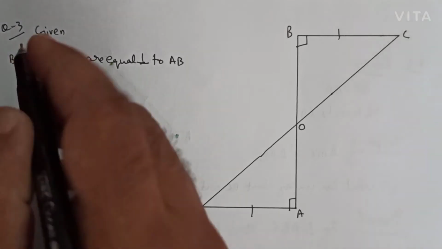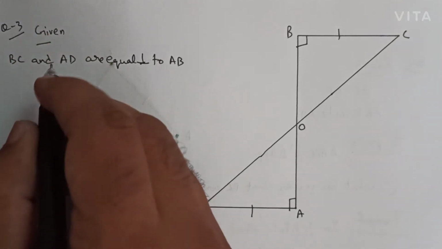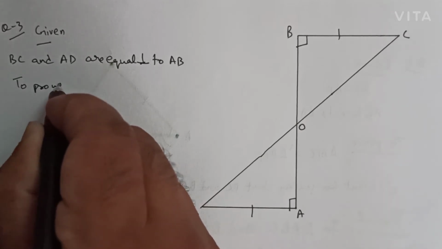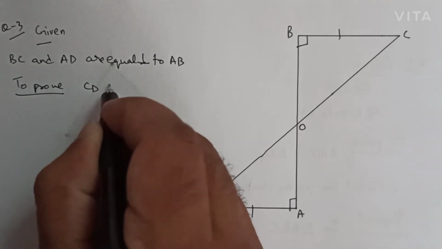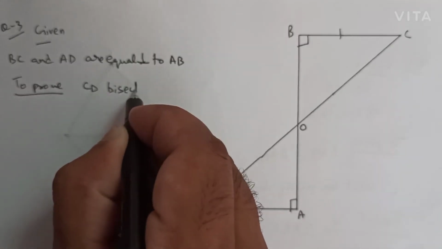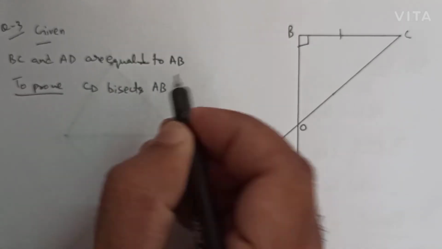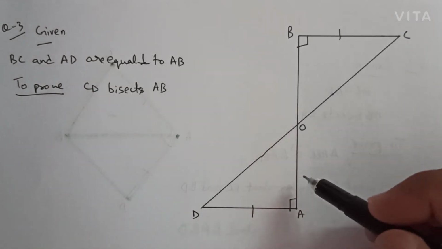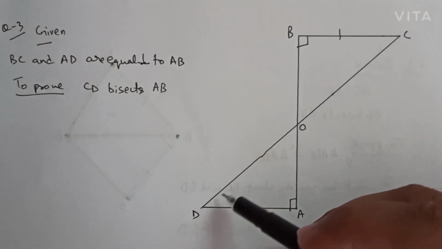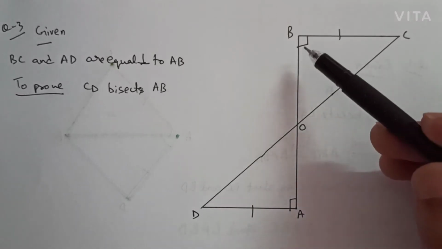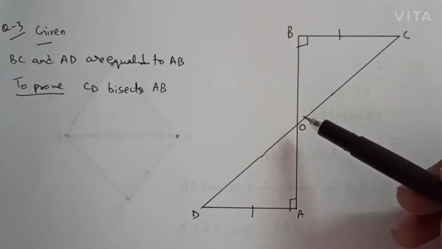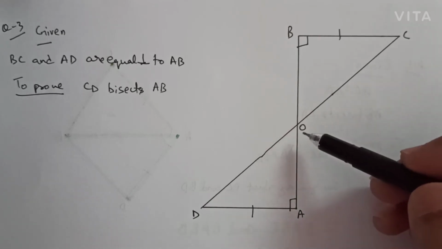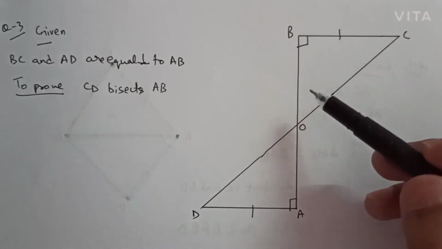So that now what we have to prove? We have to prove that CD bisects AB. CD bisects AB means what? This CD is bisecting AB, means we have to prove that the line segment CD is dividing AB into two equal parts. That means we have to prove that AO is equal to BO. Understood?